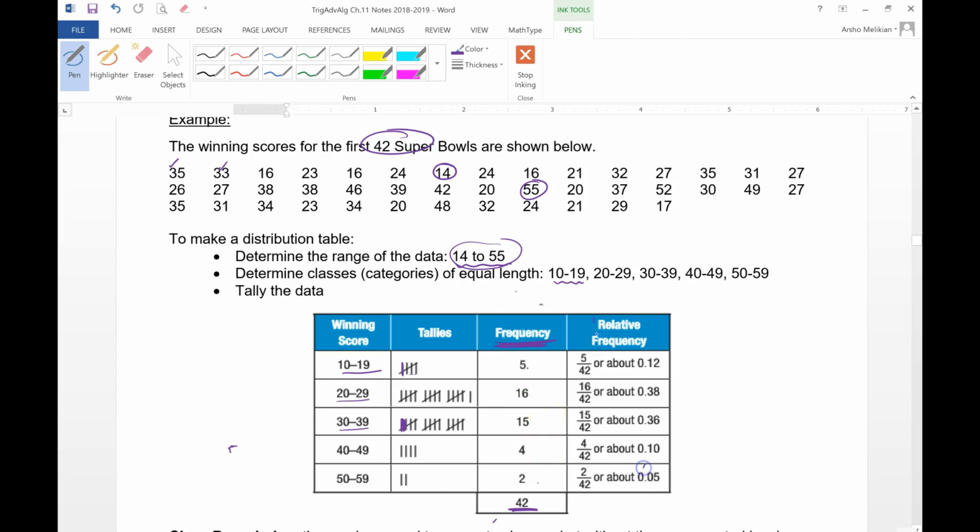Now, the relative frequency is the frequency over the total. 5 over 42, 16 over 42, 15 over 42. So this is the frequency over the total. You can express it either in fractions or decimals.